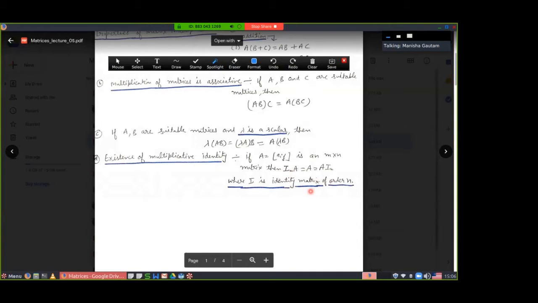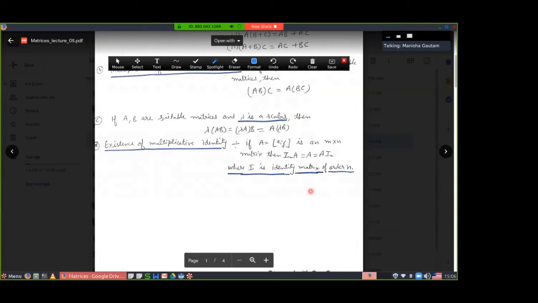We have studied it in the first lecture. What is the identity matrix? Diagonal elements are 1, 1, 1. Other than the diagonal elements, all elements are 0 in the identity matrix.